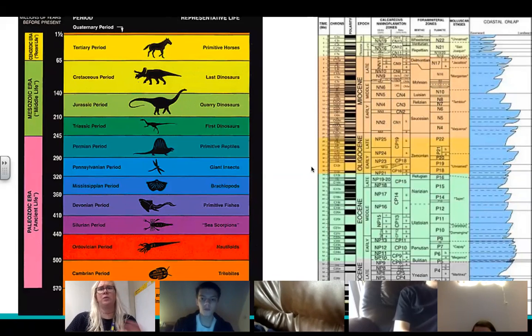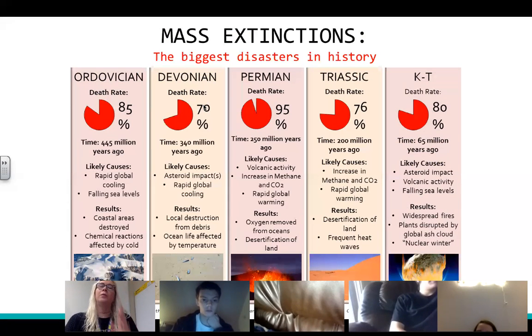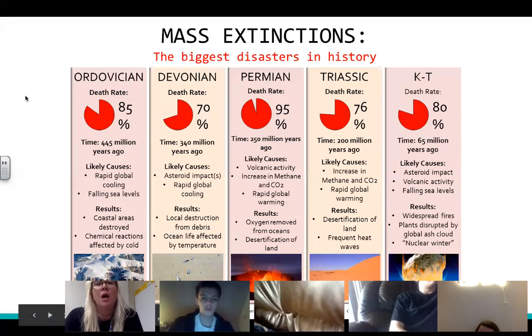So thankfully, we don't have to memorize any of that stuff for this class, right? But it's important to understand that the point of the periods really is to organize our knowledge about what's going on in the history of Earth. So the most interesting thing about this, at least to me, is these mass extinctions, right? There's 5 major mass extinctions in the history of Earth. So we're going to talk a little bit about them.